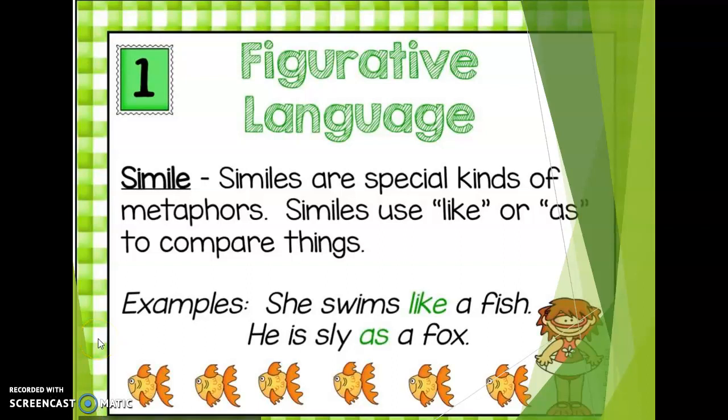I wanted to review with you what a simile is, this type of figurative language that we will be using in today's poems. So a simile, they are a special kind of metaphor because similes always use like or as to compare things. So, for example, she swims like a fish. He is sly as a fox. So I wanted to make sure that we were on the same page and very clear on what a simile is because you will be using those in today's poetry writing.